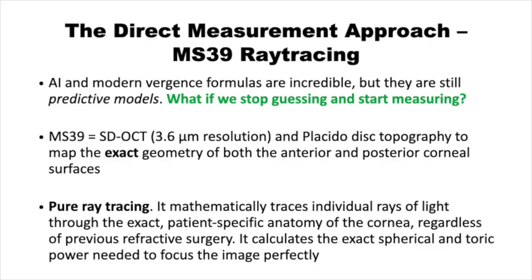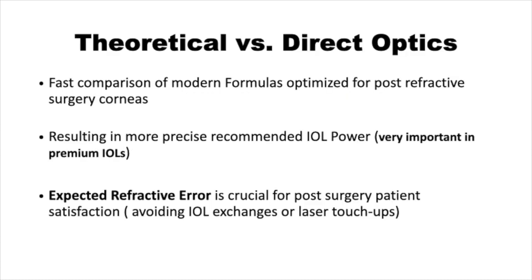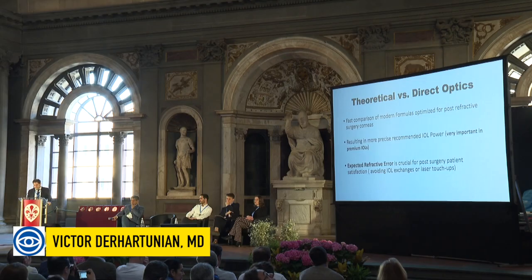In the overview of the MS39, we have 4 formulas. We can also add the ray tracing, resulting in a more precise recommended IOL power. We can get a much more precise result, and it's very important for calculating premium IOLs. This leads to fewer lens exchanges, because in some post-refractive surgery patients we cannot make a touch-up because the corneas are too thin, or if we still have a thick cornea, this also leads to a lower number of touch-ups.